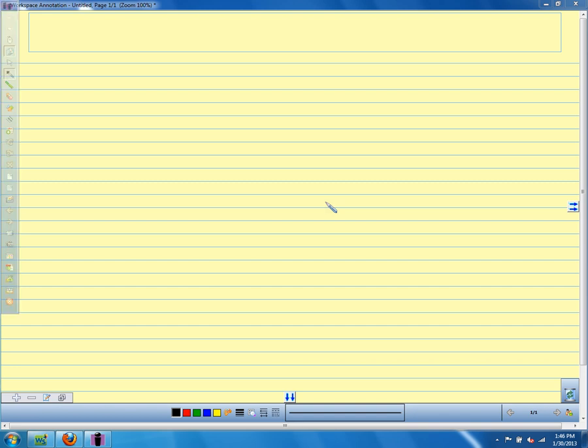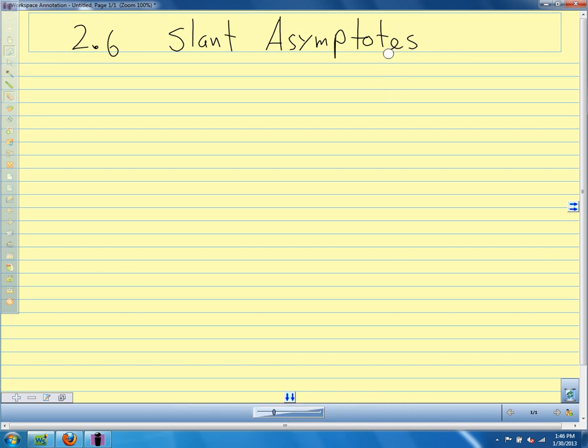And I said yesterday that this was section 2.5. It's actually 2.6. So we know where we are. So we'll talk about slant asymptotes. And the other way that you might hear about them is they'll use the word oblique. A slant asymptote or an oblique asymptote.